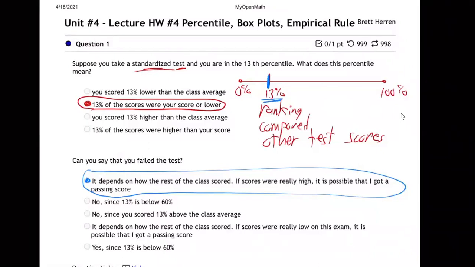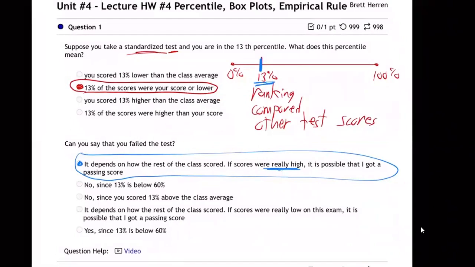So percentile doesn't necessarily mean pass or fail. It means how you did compared to other test scores. 13th percentile, yeah, you did lower than most people, but if everybody's scores were really high, then you might still be doing well. You're just not doing as well as all those other super high people, but you're still doing well. So there it is. That's what that means.